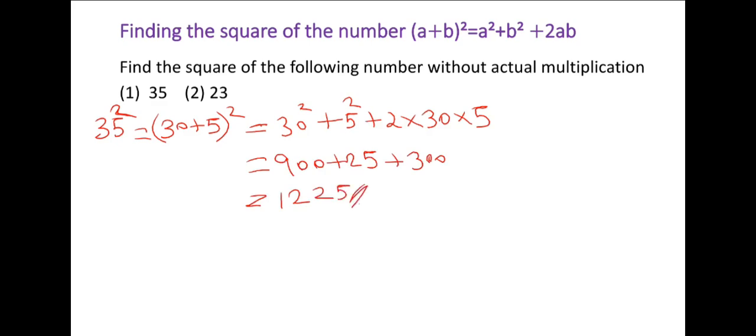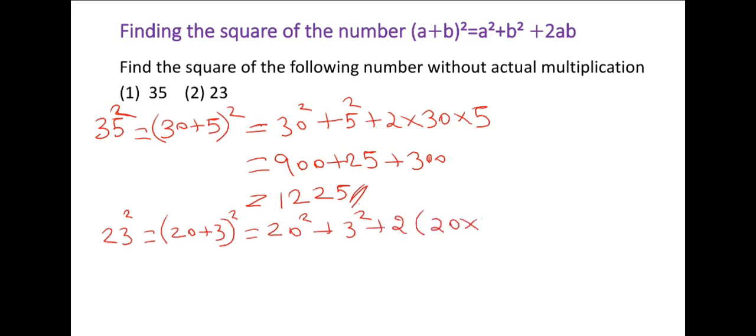The next example is 23 square. We'll write this number as 20 plus 3 whole square. 20 square plus 3 square plus 2 into 20 into 3. We'll get 400 plus 9 plus 120 equals 529. We can find square numbers using this formula, a plus b whole square.